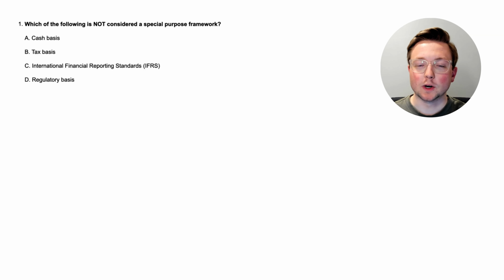All right, here we are at question 1. Let's just dive straight in. Which of the following is not considered a special purpose framework? So let's go into it. Option A, cash basis. Option B, tax basis. Option C, International Financial Reporting Standards or IFRS. Or D, regulatory basis. Now, to be honest, if you paid attention to the blueprint topic, then you probably already know the correct answer. But if not, that's okay. We're going to look at the answer together to start learning about special purpose frameworks. So let's dive into this.